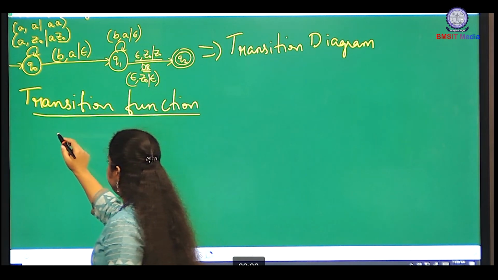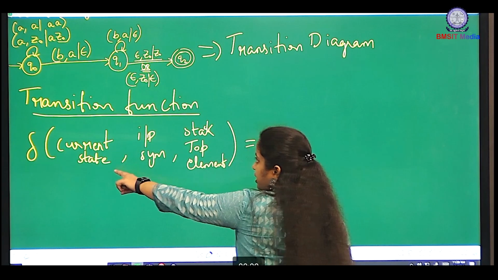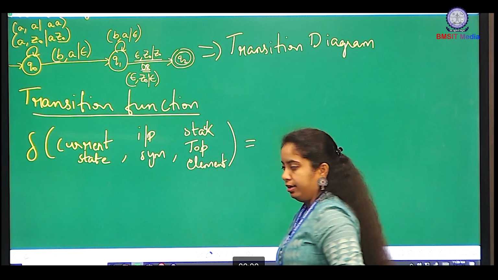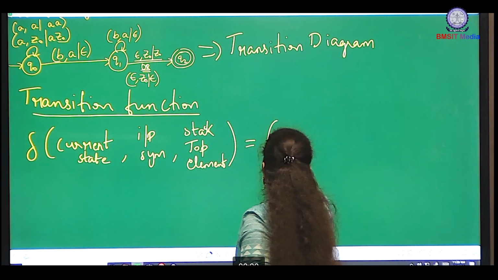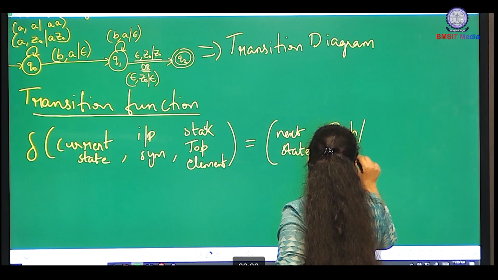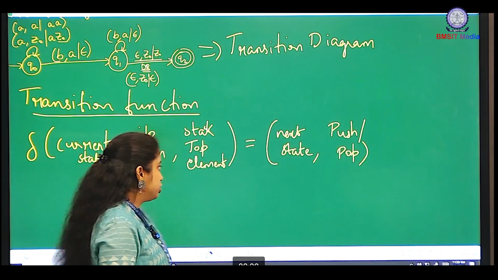Q naught, the current state, comma, the input symbol, and your stack symbol, the top stack element. In your transition function, whichever state you are present in, your input symbol, your stack top element, and you go to the next state and you either push or pop. So, you have to write the transition function like this.